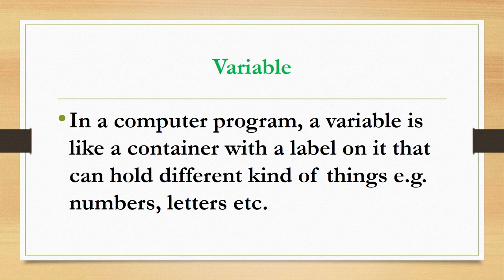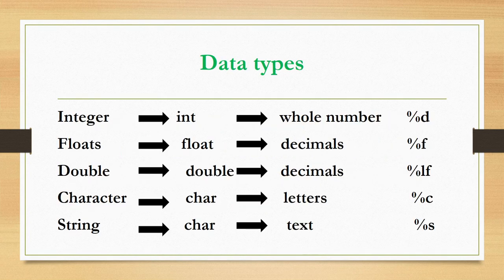Alright, so we have different data types. We have the integer, float, double, character, and string. Now your integers are just whole numbers, and your float and double are decimals, just that they have different sizes. And your character could be a single letter, in which case we use %c, and a text or a couple of texts, which is called a string, in which case we use %s.